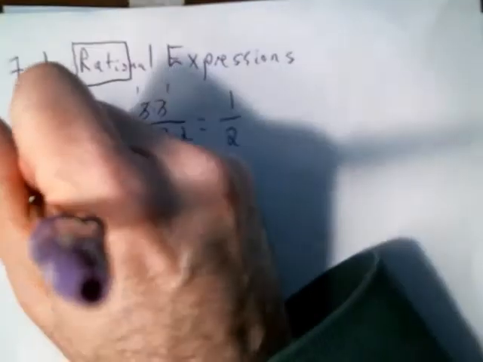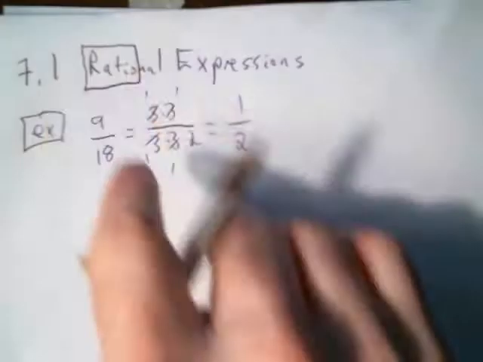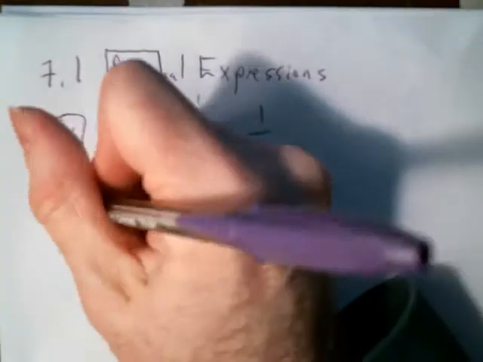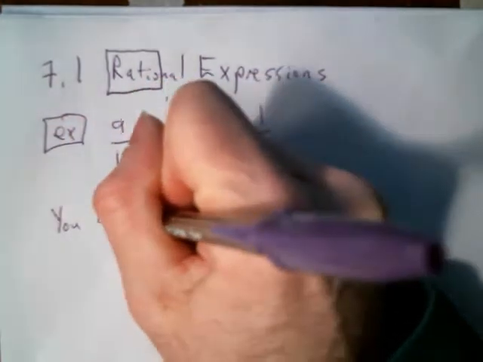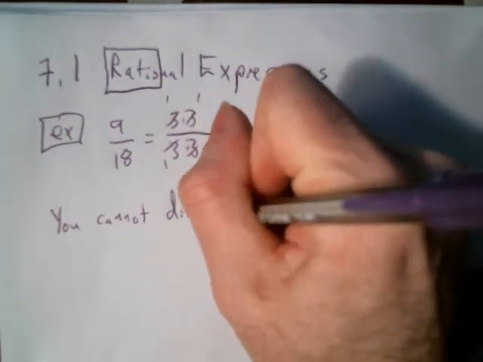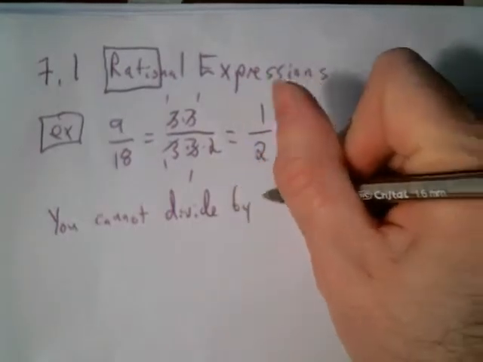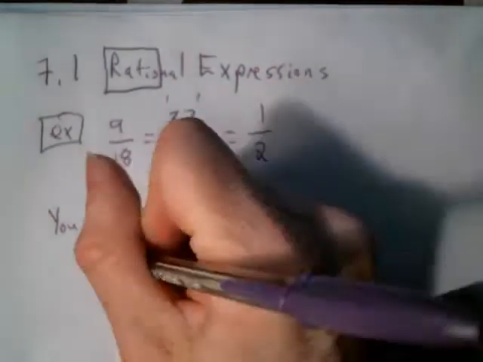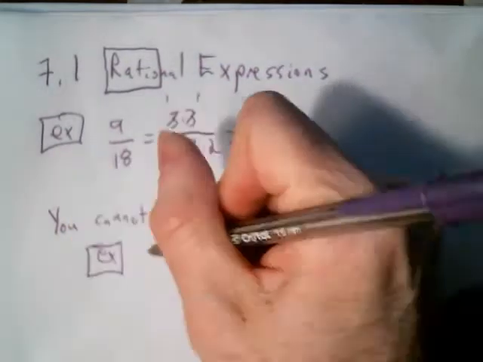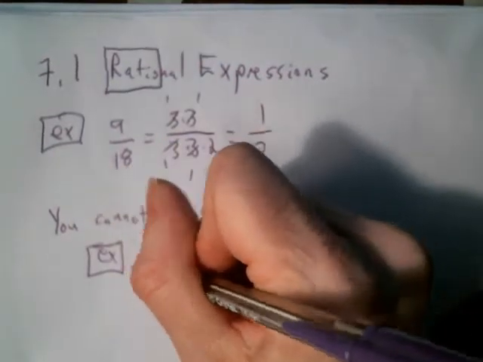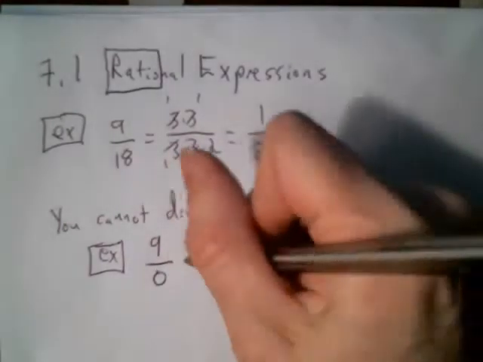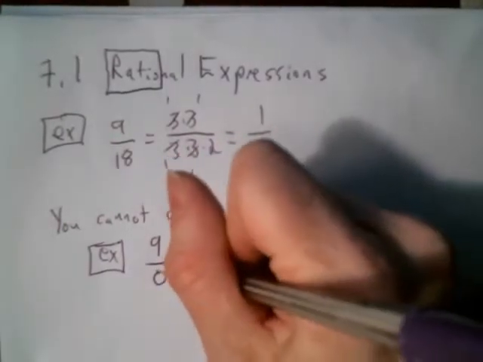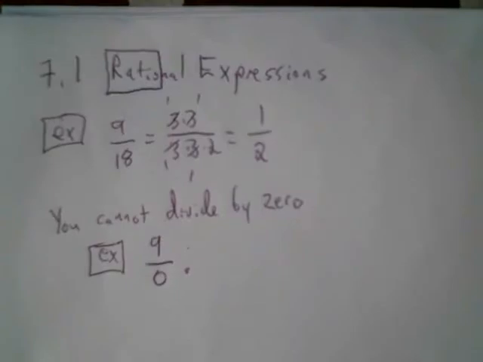So the first thing we have to worry about is this issue with division by 0. You cannot divide by 0. Okay, so an example of something we cannot do would be 9 divided by 0. You just cannot do this. Okay, so it's a no can do situation, and it's one of the main rules in mathematics.